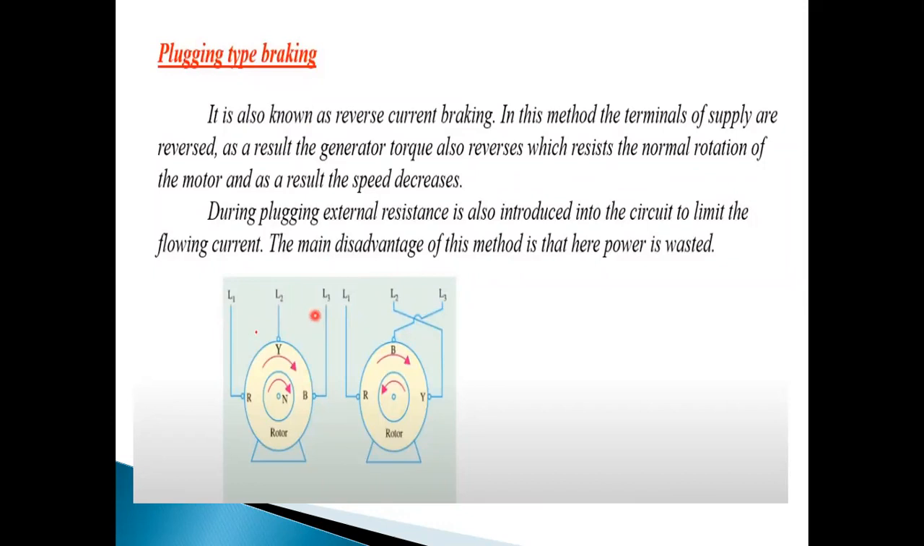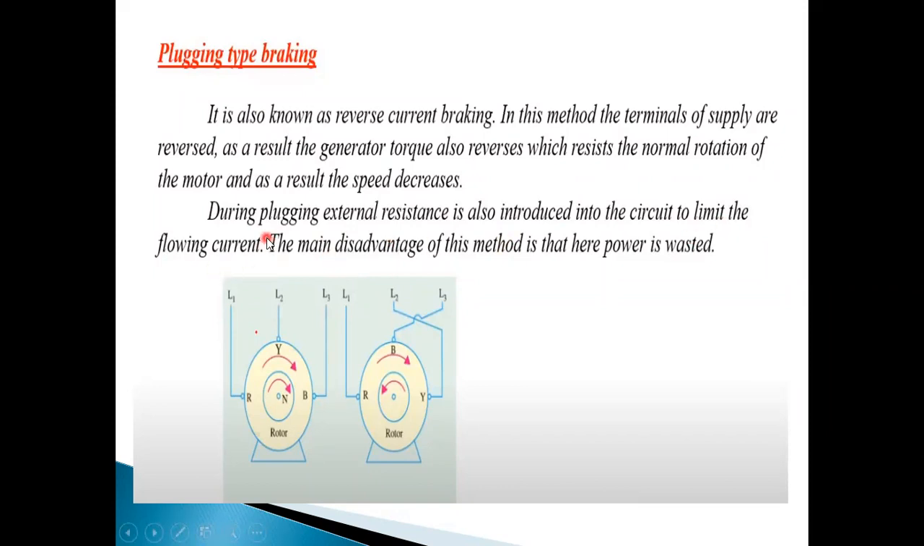Phase sequence changes means that the rotating magnetic field in the stator winding is in the anti-clockwise direction. Then the rotor also tries to rotate in the anti-clockwise direction. That's why the speed reduces to 0 and then it will rotate in the anti-clockwise direction. That is the concept. During plugging, external resistance is also introduced into the circuit to limit the flowing current.